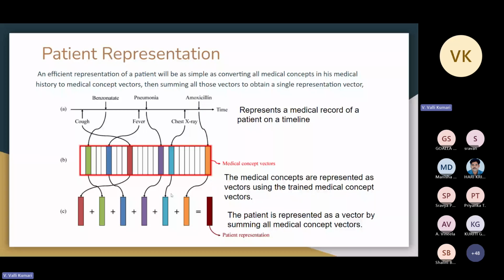So these are the different concept vectors. And what is a patient record now? So the patient record is like, cough is the first vector, right? So take this concept vector, and in the patient record that gets added in the beginning. Next is benzonatate, so that gets added next. So a combination of all of these vectors is the patient's representation. Okay.